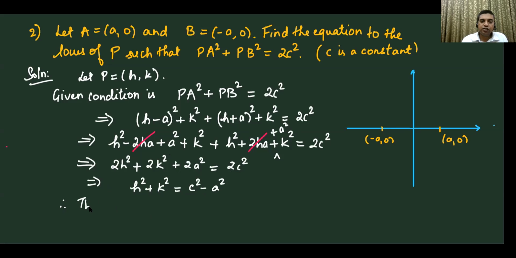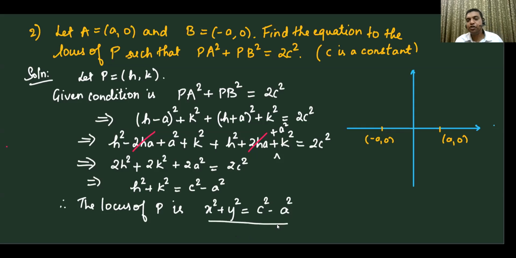Therefore, the locus of P is x square plus y square is equal to c square minus a square. Got it? This is actually a circle. Later we'll see if you give c different values, you will get different results.